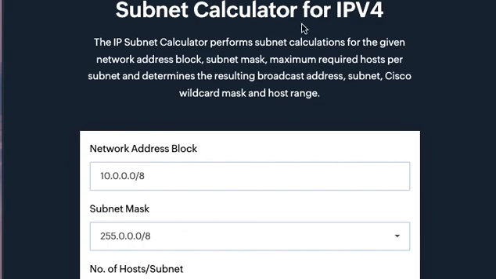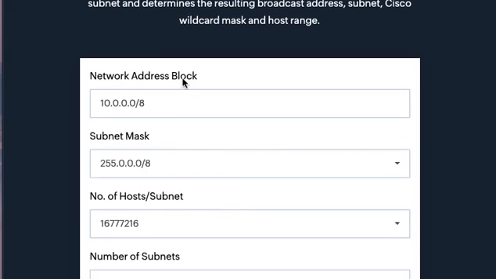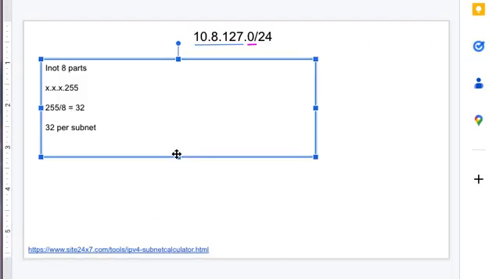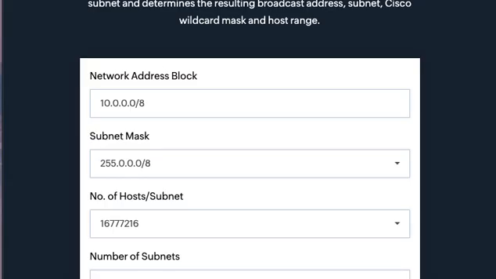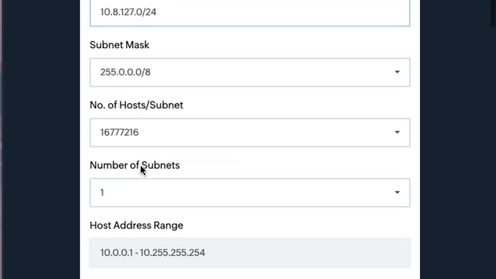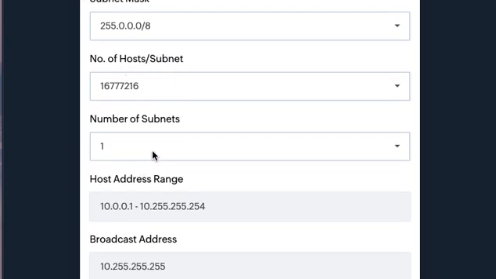Okay, it's a subnet calculator version IP4. First, you put the network address. So what we had on this one, we had 10.8.127.0/24. So that's what we're going to do. Okay, so the network is done. Let's leave the subnet mask. Number of hosts. Okay, number of subnets.